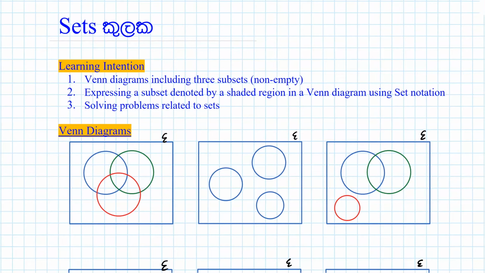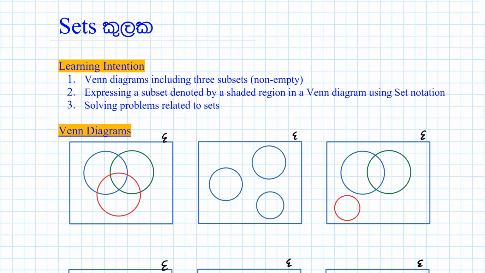The learning intention today is that we are going to look at Venn diagrams including 3 subsets, and then we express the subsets denoted by the shaded area using the set notation. Then finally we are going to have a look at solving problems involving Venn diagrams and 3 subsets, of course.